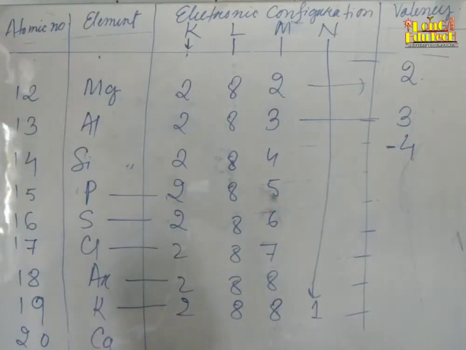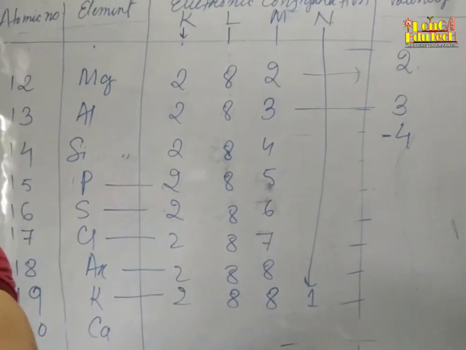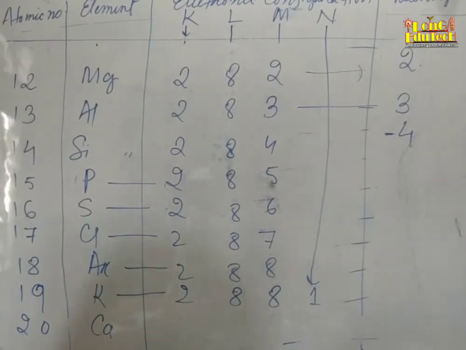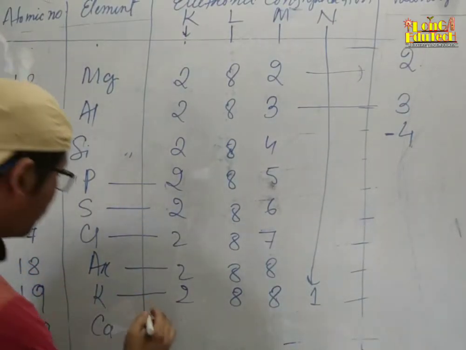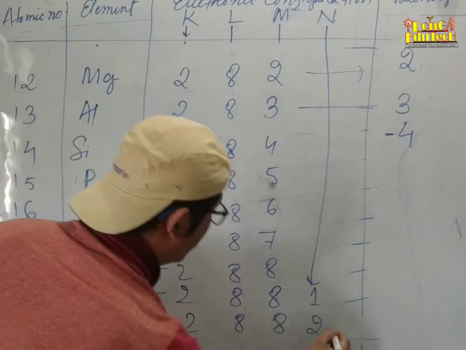Okay. In the next, it will give the electrons. And the last one, what is that? The last one is, what? That is the calcium. Calcium has atomic number 20, so here also will come 2, 8, 8. Last, it will come 2.